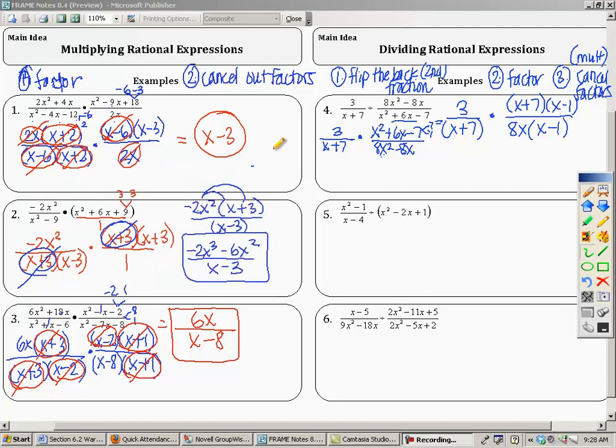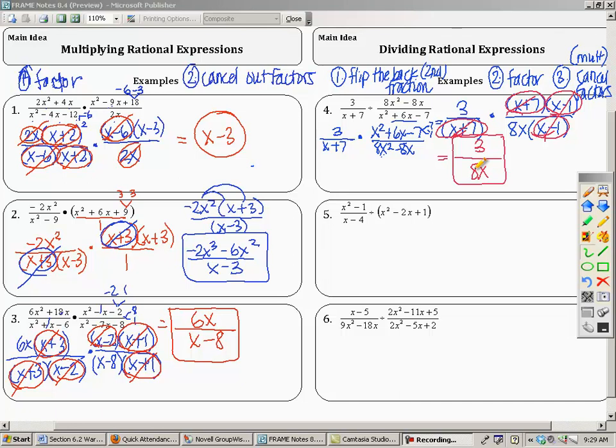Now that we're in factored form, let's cancel out our factors. There's an x plus 7 on top and bottom, you cancel that. There's an x minus 1 in the numerator and the denominator, you cancel that. So when we go to write our final answer, we start with our numerator. What's still in our numerator is a 3. What's still in our denominator is an 8x. Now, if 3 and 8 could be reduced, you should reduce those numbers. But because 3 and 8 can't be reduced, you leave it as 3 divided by 8x.